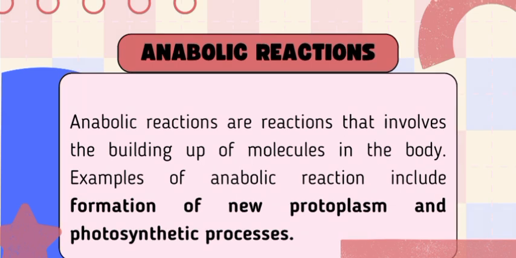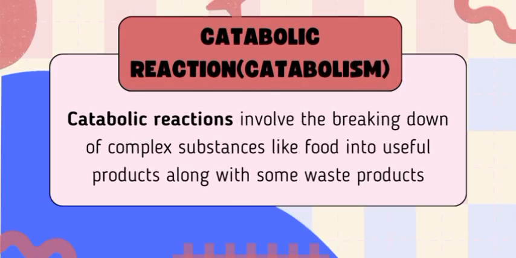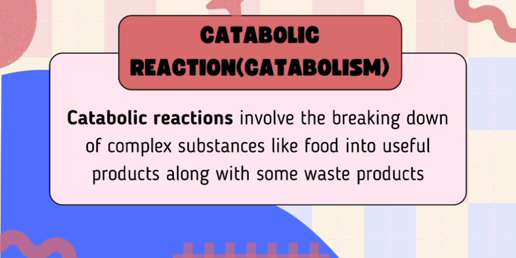Secondly, we have catabolism or catabolic reactions. Catabolic reactions are reactions that involve the breaking down of complex substances like food into useful products. So when you have the breaking down of complex or gigantic molecules into simpler molecules which are absorbable by the body, that is referred to as catabolic processes or catabolic reaction.